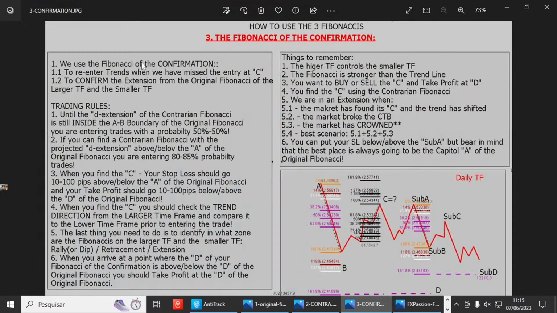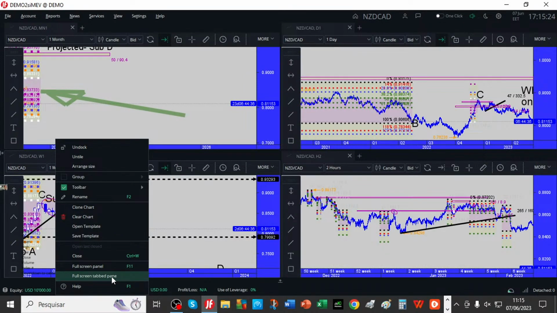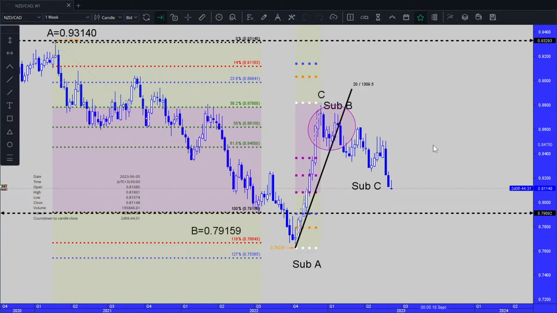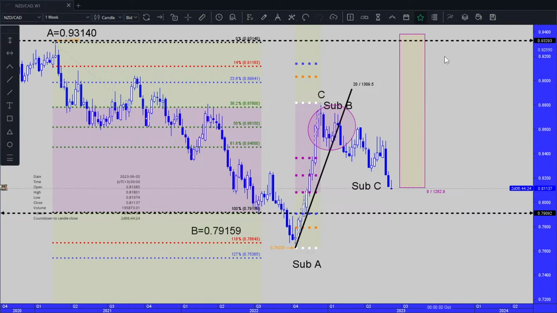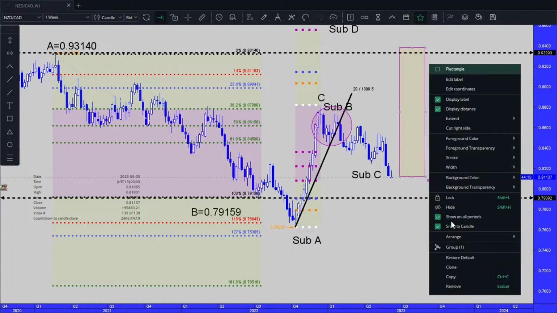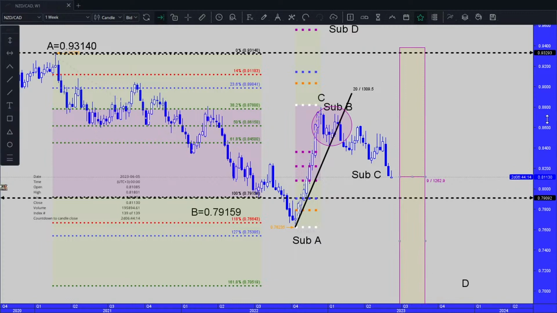So we use the Fibonacci of the confirmation to re-enter trends when we have missed the entry at the C. Okay? NZDCAD weekly chart. Everybody look at the original Fibonacci. But we are down here right now. If I put my stop loss above the A, which is the rule how to trade the original Fibonacci, can I take this trade, everybody, like this?